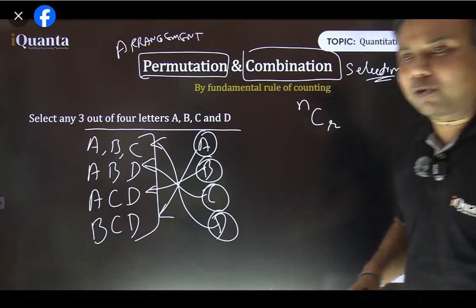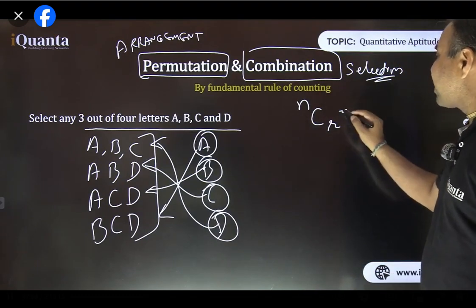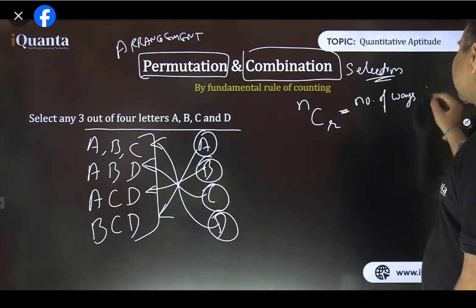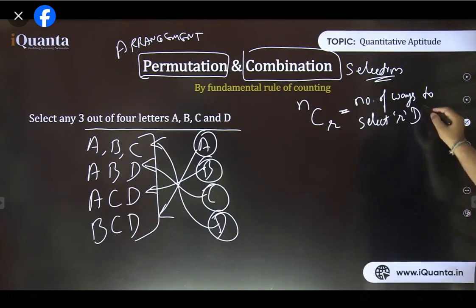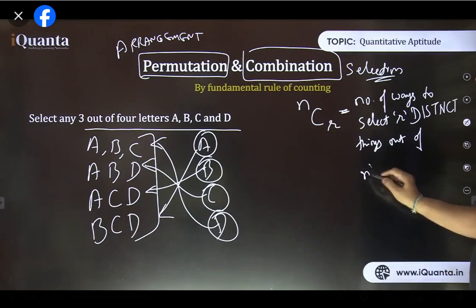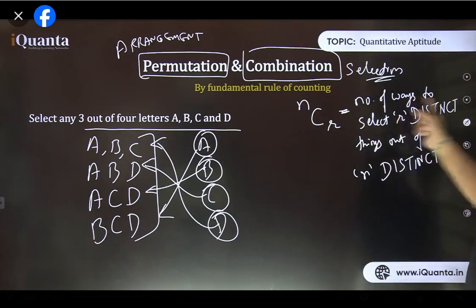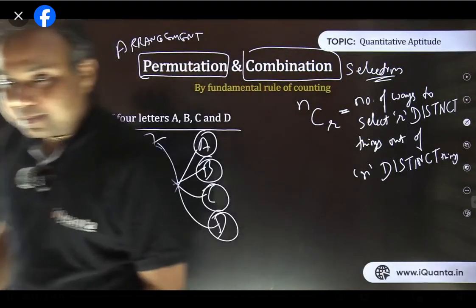The formula is easy to remember. You can remember the formula. But what does it mean? Most of the time students do not know that. So please make it very clear. NCR, what does it mean? It means the number of ways to select R distinct things out of N distinct things. Now this is the important point. So NCR is the number of ways in which we can select R different things, or distinct things, out of N distinct things. Is it okay?